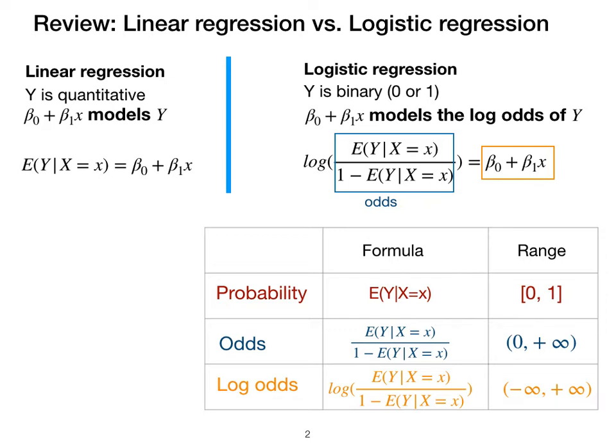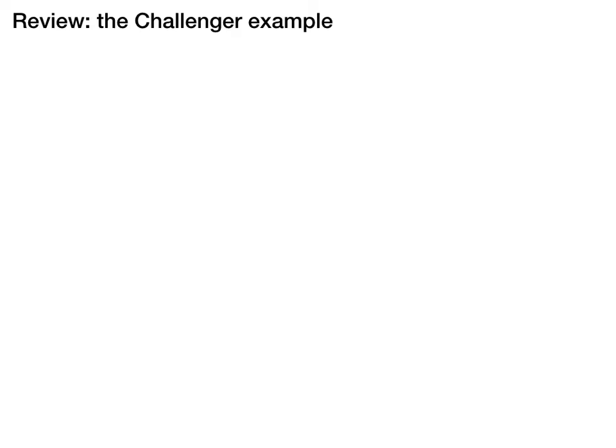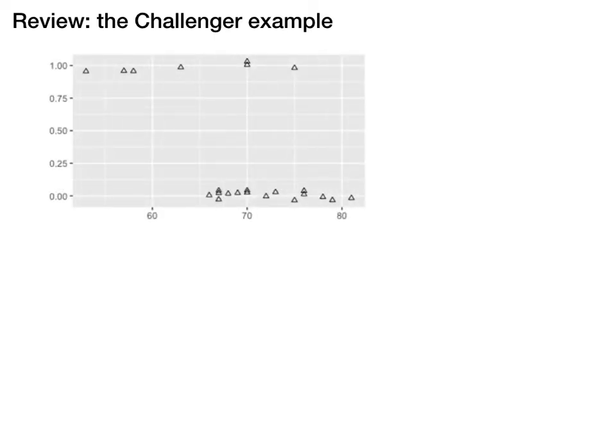So here is a quick review of linear regression versus logistic regression. The dataset we used in the first lecture was from the Challenger spaceship. Remember, inside this dataset, we have temperature, and we also have whether or not there is damage to an important component in the rocket called O-ring.